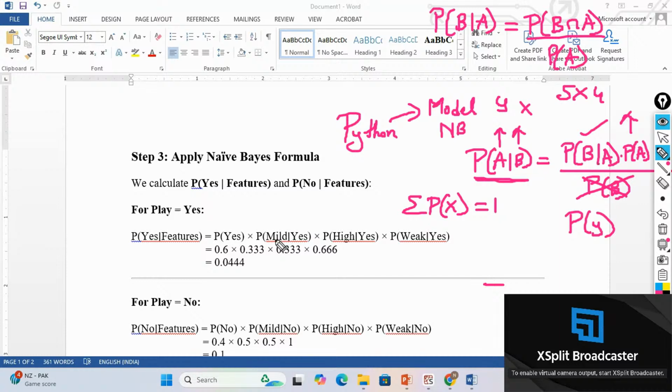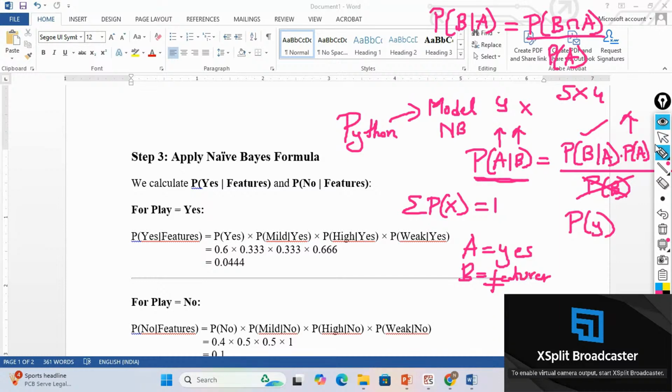What is the first feature? Temperature being mild given play being yes, multiplied by P of humidity being high given play being yes, again multiplied by P of wind being weak given play being yes. I hope it's making sense. Don't get confused, assign the values. Here A is yes and B is nothing but the features. One by one, you are supposed to take each feature.